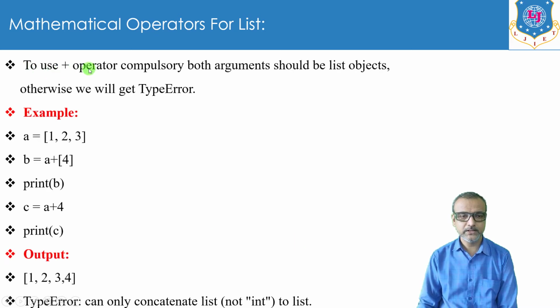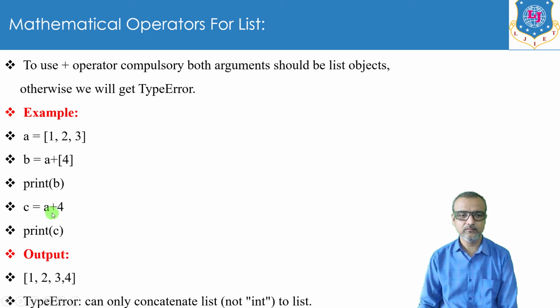To use the plus operator, it is compulsory that both arguments should be list objects. Otherwise, we will get a type error. How? I will make you understand with the help of an example. In list A, we have taken three elements, 1, 2 and 3. Then in list B, we are adding the elements of list A to a list having only one element, that is 4. Then print B. Then C equals A plus 4.